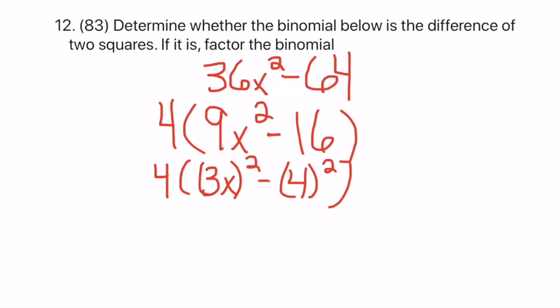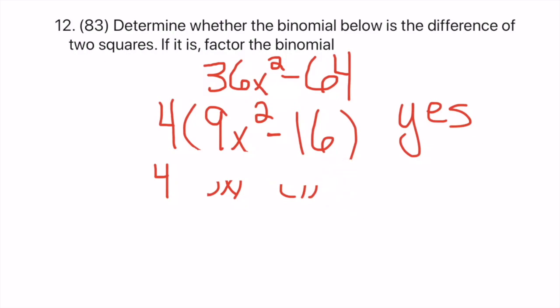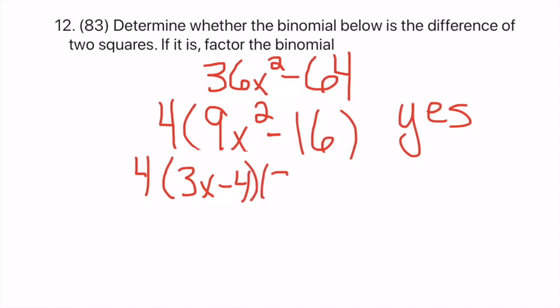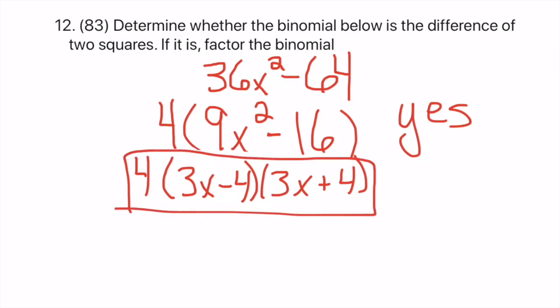So yes, this is a difference of 2 squares. And then to factor it, I'm going to go back and erase this because I was just using that to show you it's the difference of two squares. So we still have the 4 out here. Now, if you know the rules for the difference of two squares, you know that it's just the two different squares, so 3x and 4, and you write one as subtraction, and then you write one as addition, and that would be your final answer.